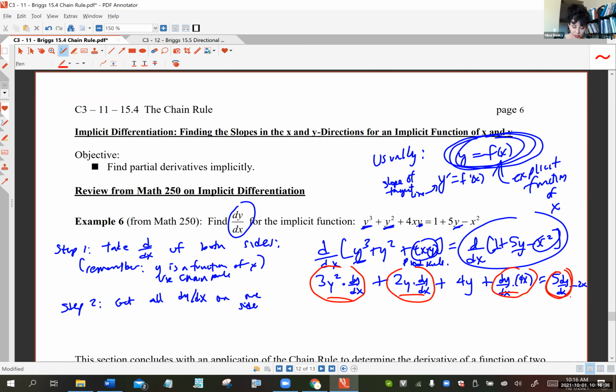So if I want to move this one guy on the right to the left, I'll just subtract 5 dy dx from both sides. Now this term here, we'll move it to the other side by subtracting 4y from both sides. Okay, fine. What happens after I do all this moving? Not much.